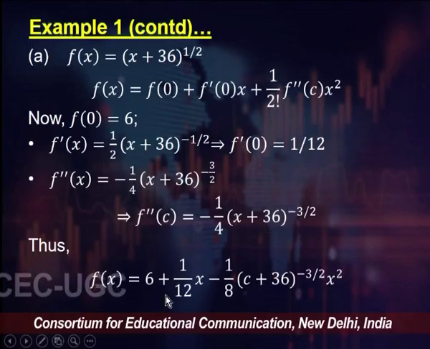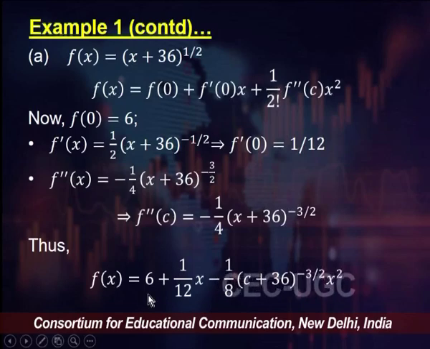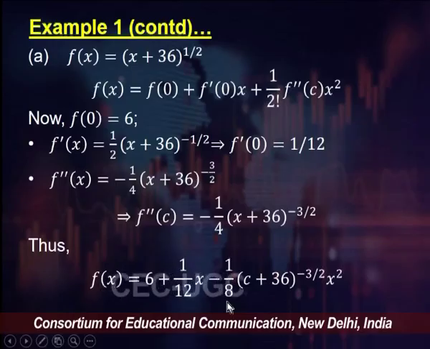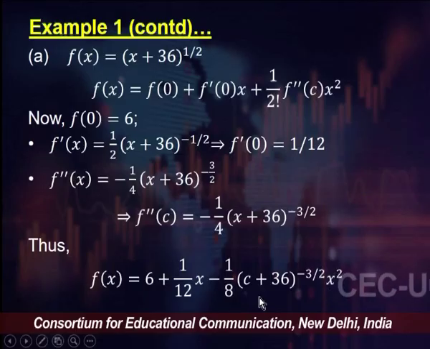So, our function here, the Taylor's formula is given by f of x equal to 6 plus 1 by 12 x minus, because there is a 1 by 2 here, so 1 by 2 times 1 by 4, that is 1 by 8, c plus 36 to the power minus 3 by 2 times x squared.